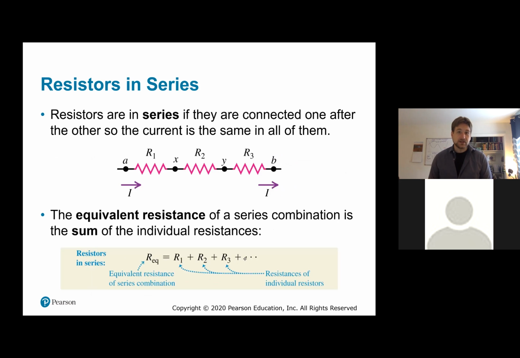All right, so what's the story here? Yeah, there's still 3 resistors, but now we can't work on the job all at the same time. One person's got to do it, and then the next person's got to do it, and then the third person's got to do it. The whole job.